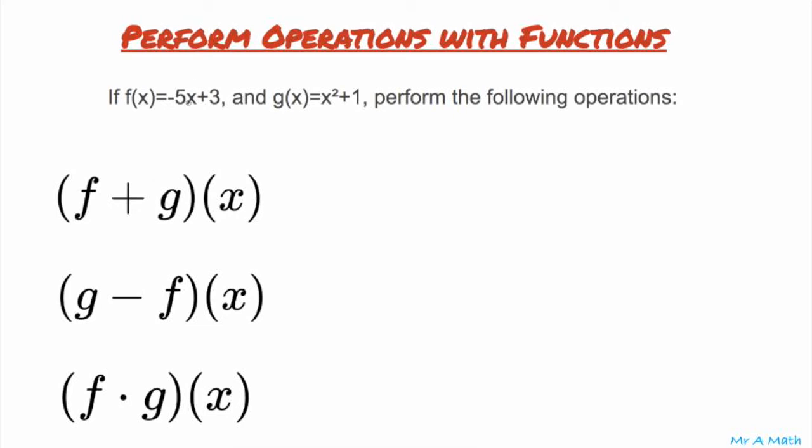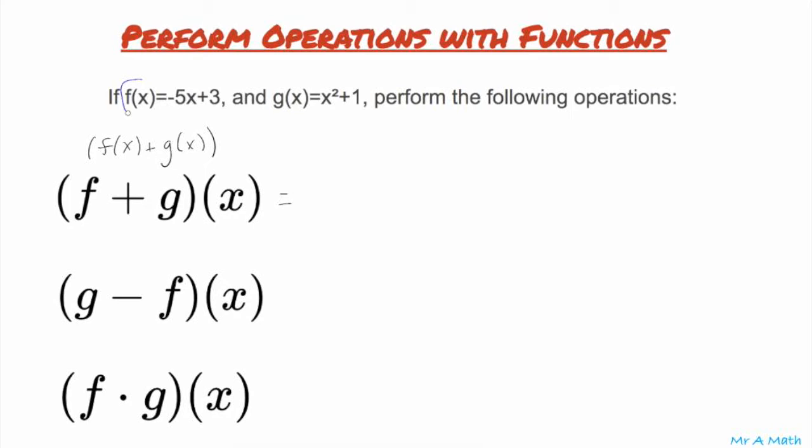Given f of x is negative 5x plus 3 and g of x is x squared plus 1, let's perform the following operations. So this is f plus g of x. In some cases, some people call this f of x plus g of x. They're really interchangeable. They mean the same thing ultimately. And so let's go ahead and do this.